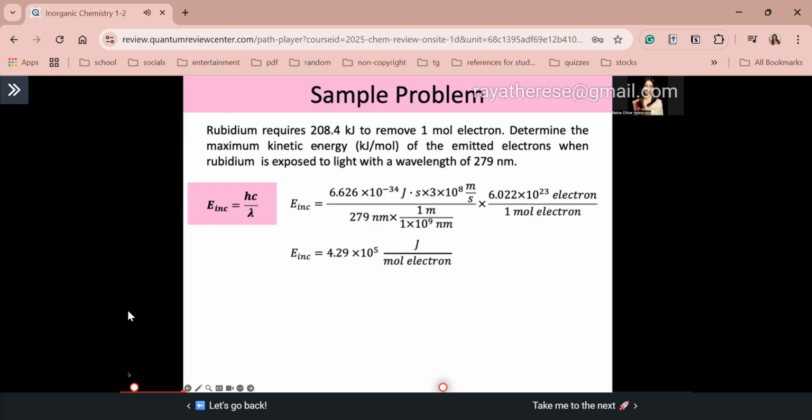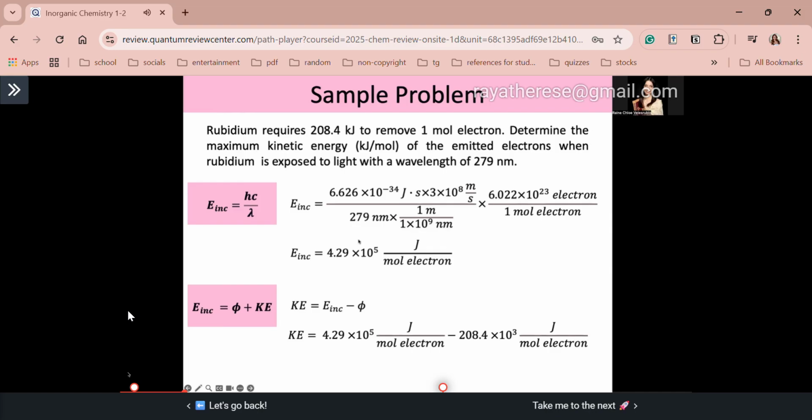Now, we can finally find the kinetic energy through the photoelectric effect equation. So, KE is equal to the energy of the incident light minus the work function. Substitute the values. KE is equal to 4.29 times 10 to the power 5 joules per mole of electrons minus 208.4 times 10 to the power 3 joules per mole of electrons. I just converted the 208.4 kilojoules to joules. Again, recall, 1,000 joules is equal to 1 kilojoule. So, we get the answer: KE is equal to 221 times 10 to the power of 3 joules per mole of electrons, or 221 kilojoules per mole of electrons, since that is what the problem asks for. So, the maximum kinetic energy is 221 kilojoules per mole of electrons.